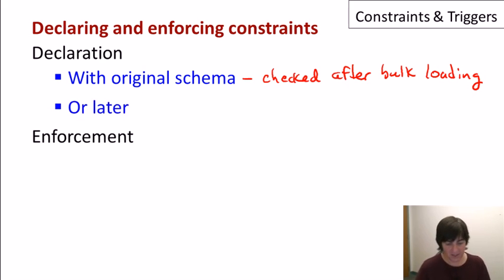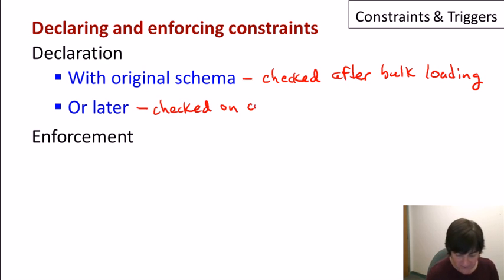Now another possibility is that we decide once a database is already in operation that we have some constraints we'd like to enforce. Maybe the application has changed or maybe we just realize that there are certain constraints on the data. In that case, what happens is the constraint is checked on the current state of the database at the time it's declared.